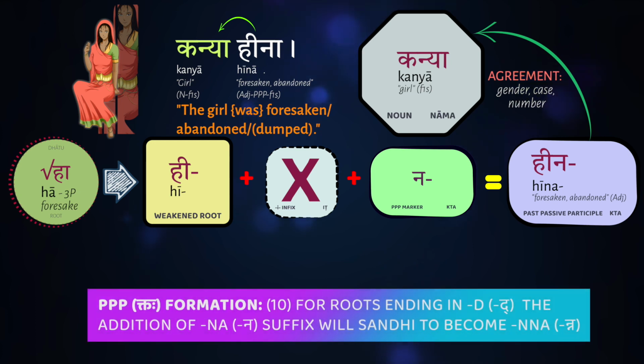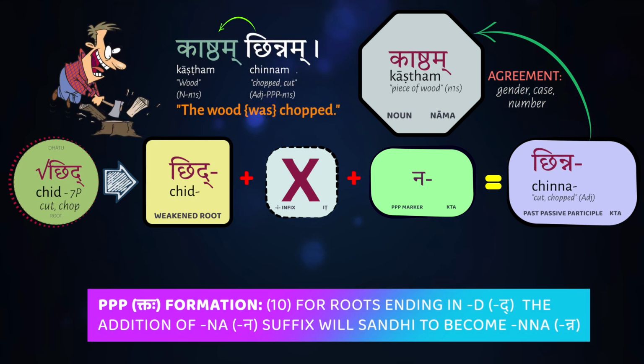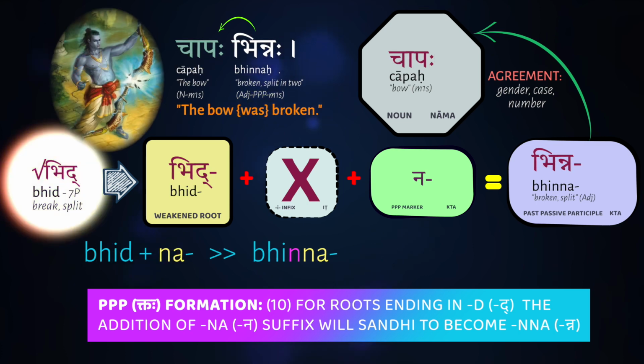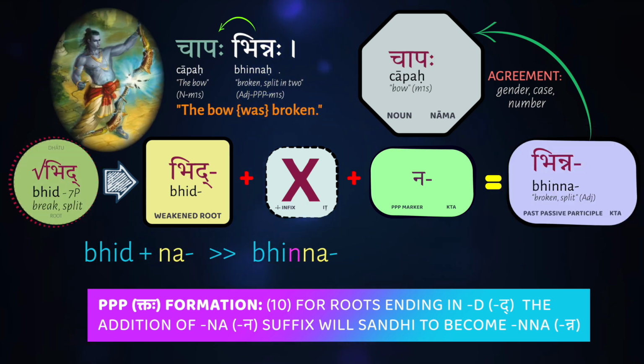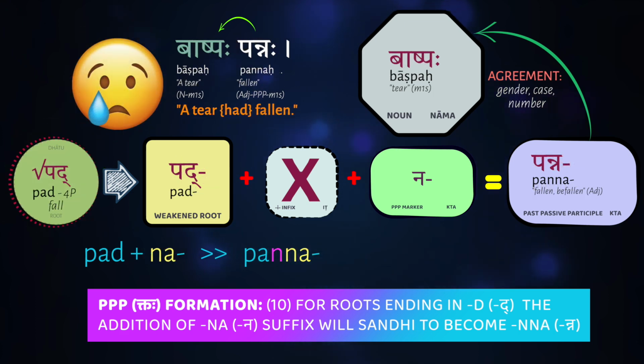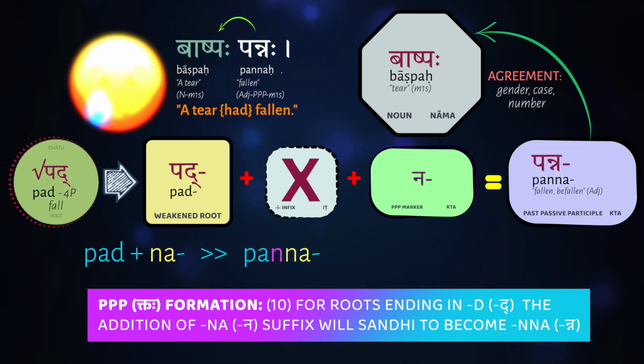To make things even more complicated, when roots end in the dental voiced dakara, they're going to assimilate to the nasal n, and we end up with a double na. So chid, to cut, becomes chinna, cut or split. Bhid, to break or split, turns into bhinna, broken or split apart. Pad, to fall, turns into panna, fallen.